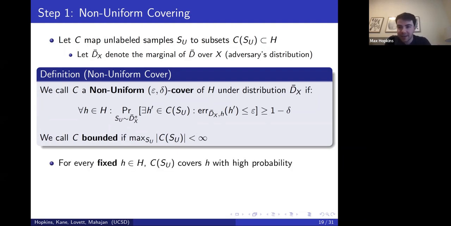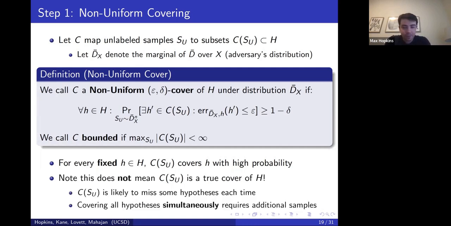Okay, just to say this again in somewhat more intuitive language, because this is a long equation and it's hard to read these things and get them immediately in a talk. Really what we want is that for every fixed hypothesis in the class, this random variable CSU is going to cover H with high probability. It's going to have something close to H in the subset with high probability. That's really all that it is.